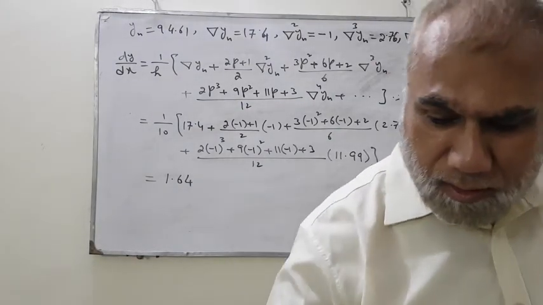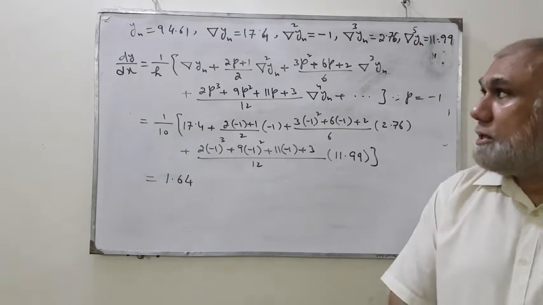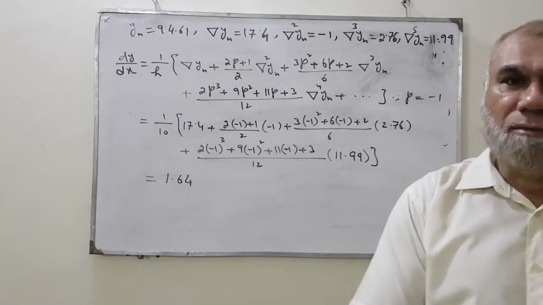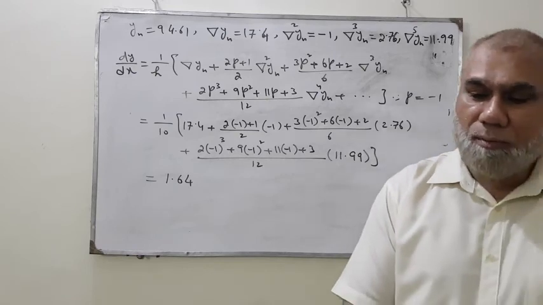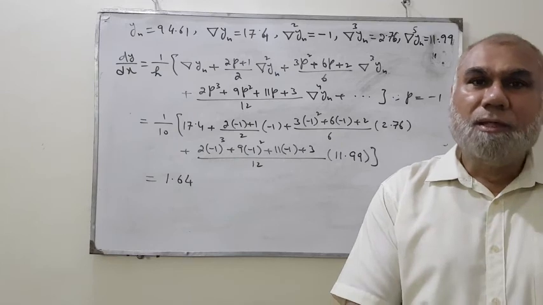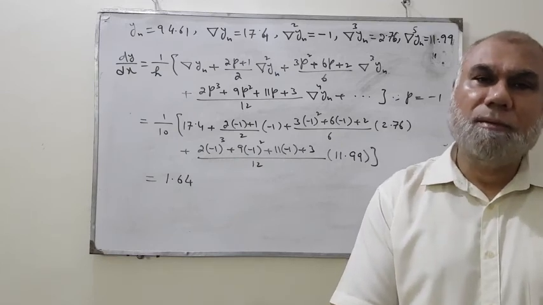So collectively, if you summarize the whole article, we constructed 12 formulas for numerical differentiation collectively, 6 for the forward and 6 for the backward.